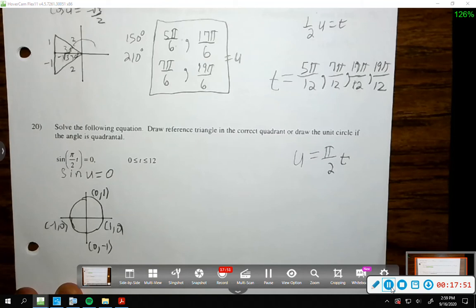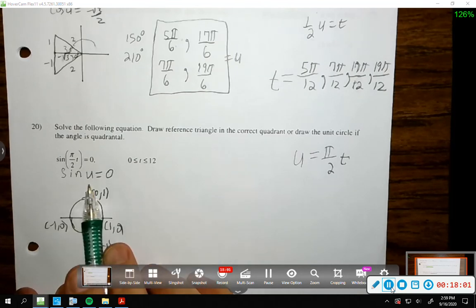I want to know when the sine of an angle equals 0. For a quadrantal angle, the sine is the y coordinate. So this is essentially saying, when does the y coordinate equal 0?